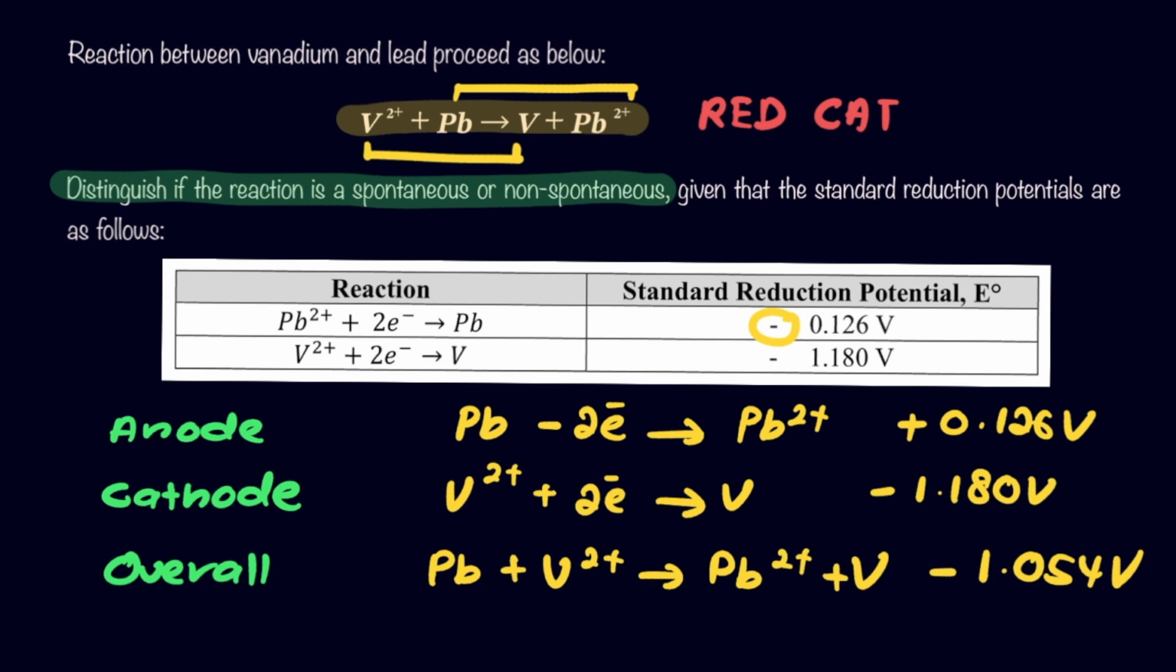So what we are going to do is look at the cell value. Apparently the value here is negative. Therefore, when it's negative, it is a non-spontaneous process. So this is the final answer for the fourth question.